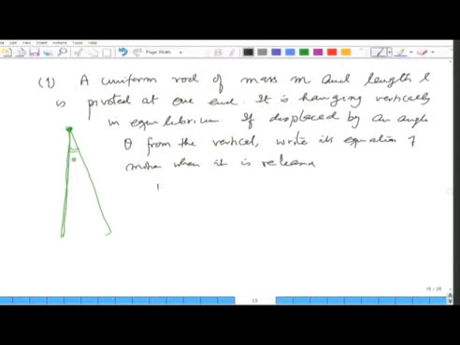Number 2, find if for theta much less than 1, it performs simple harmonic motion, and find its time period.